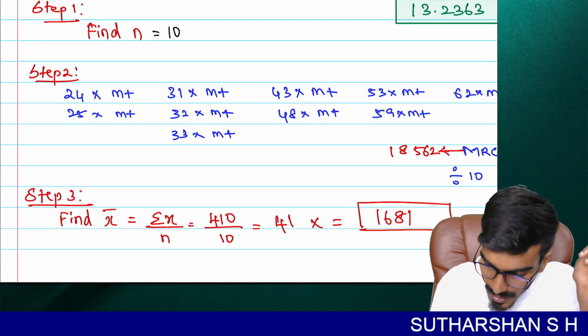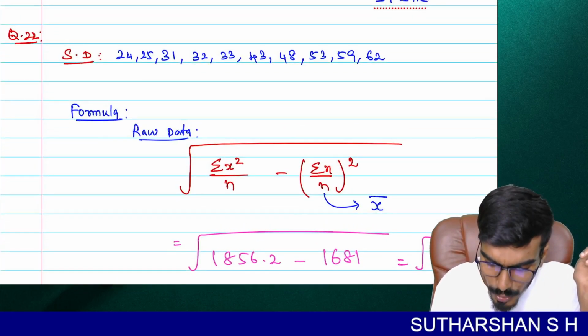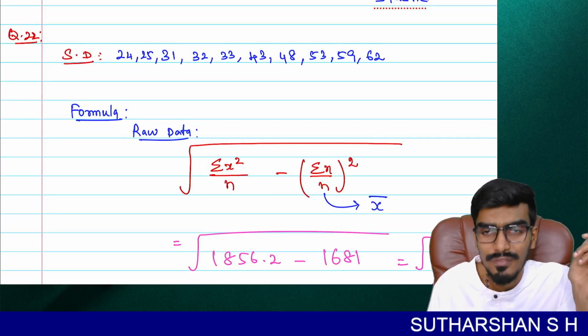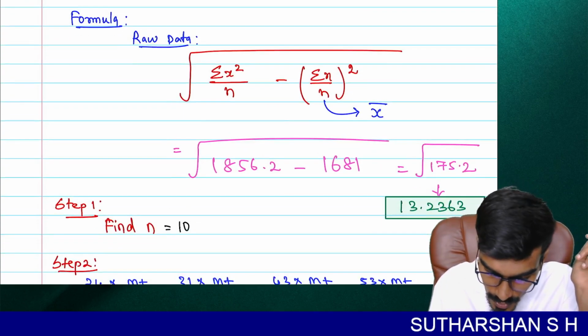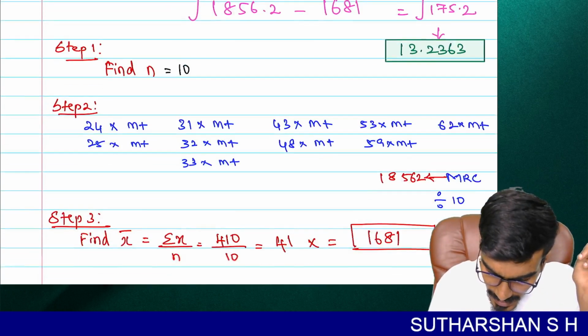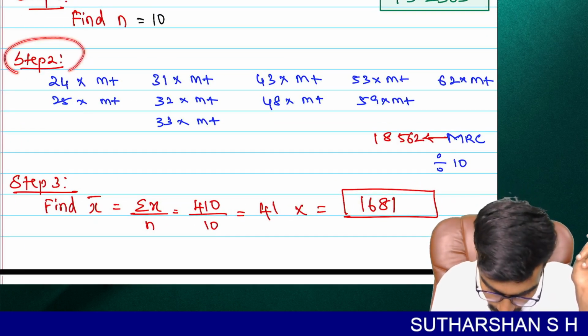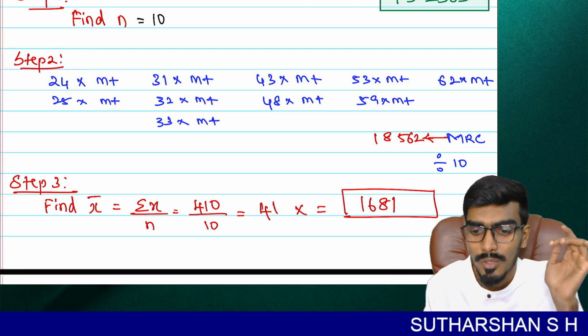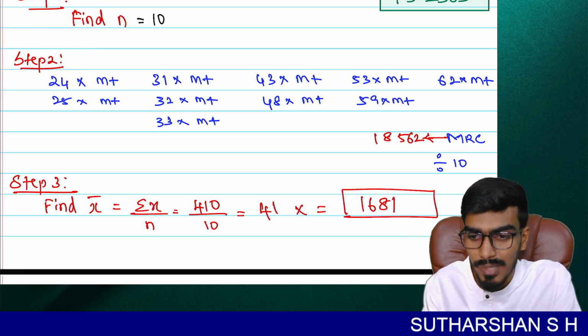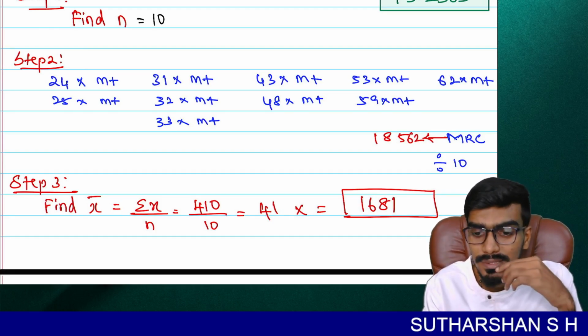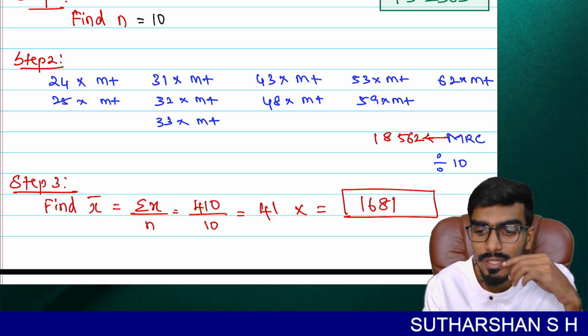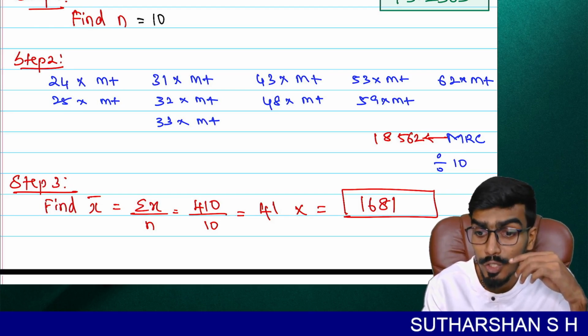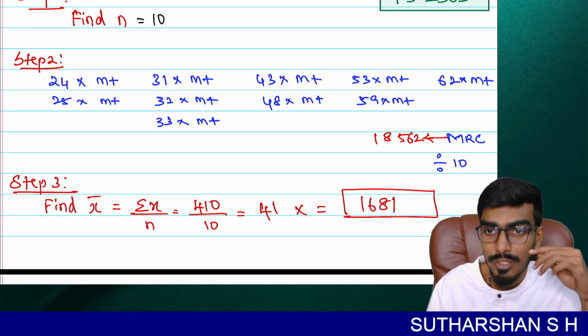Now come to step 2. I have rearranged them in ascending order. That is 24, 25, 31, 32, 33, 43, 48, 53, 59, 68. These are the numbers. We are doing this operation right now. Take a calculator. Just apply this entire step 2 blindly. 24 into M plus, 25 into M plus, 31 into M plus, 32 into M plus, 33 into M plus, 43 into M plus, 48 into M plus, 53 into M plus, 59 into M plus, 62 into M plus, MRC. What is the answer you are getting?